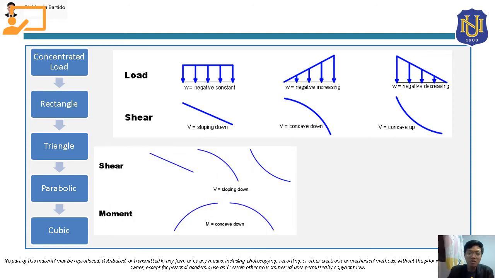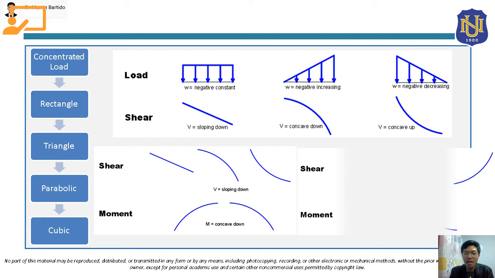Also, if the shears are sloping down, so they are going down from left to right. This is sloping down, this is also sloping down, this is also sloping down. So for shears that are sloping down, their moment should be sad. So the moment will be concave downward. It should be plotted concave downward.